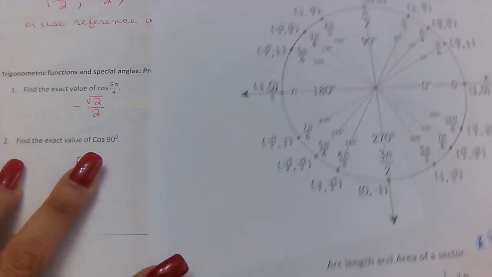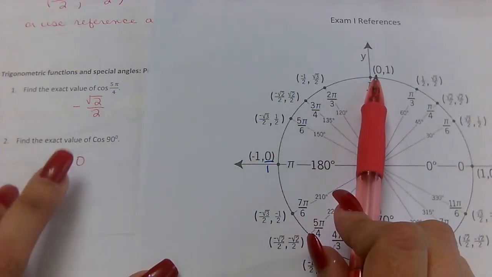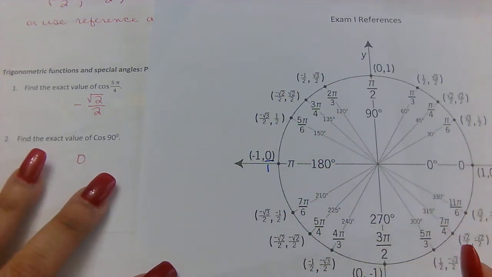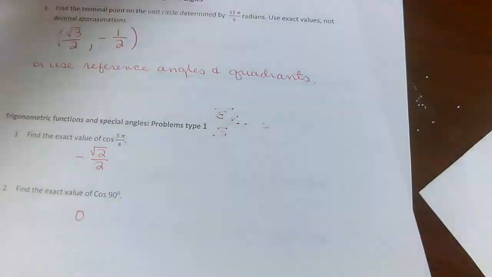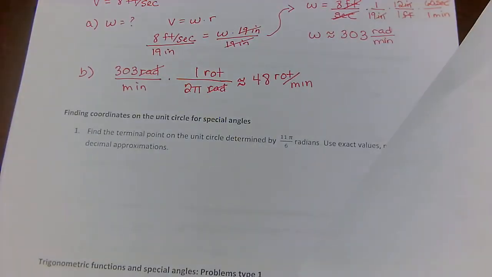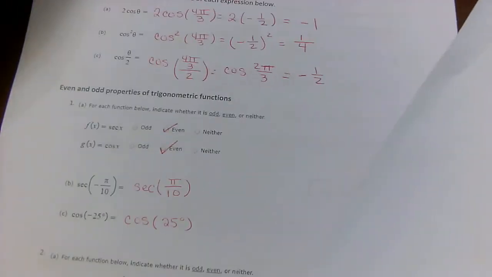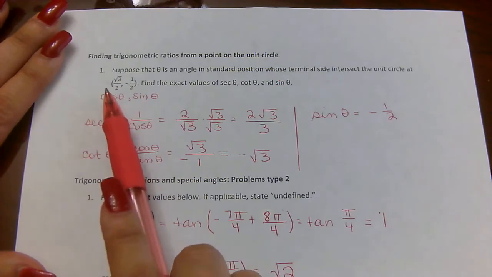Find the exact value. Cosine of 90 degrees. Here's 90 degrees, cosine's your x, so your answer would be 0. Try using your unit circle for this. Don't try and use your calculator, even though it is good for a check. You don't want to 100% rely on that calculator. Okay.